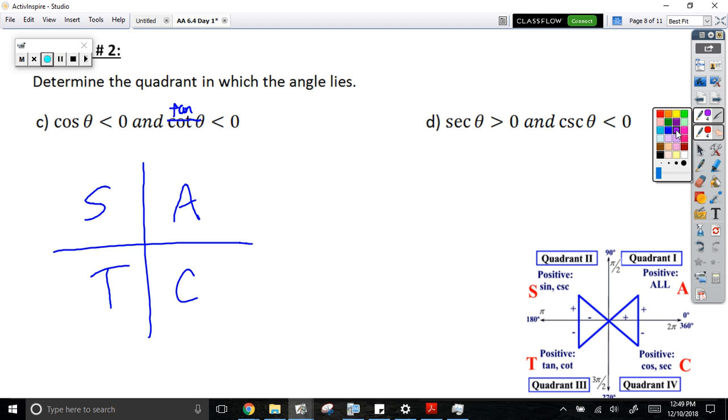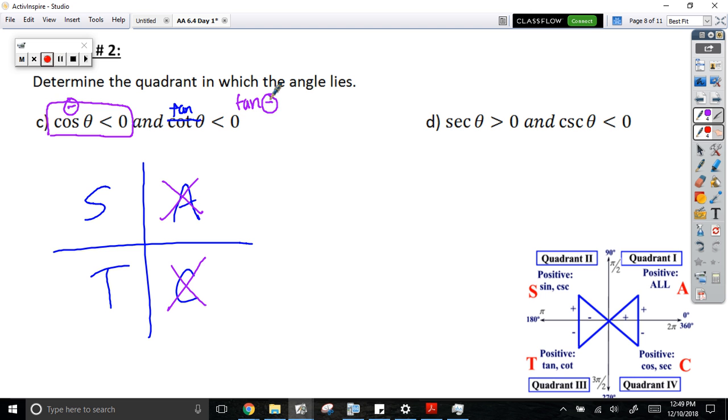Start with the cosine. Cosine is less than 0, which means that it's negative. So eliminate where cosine is positive. Where's the cosine positive? A, all of them are positive, and C, that's where cosine is positive. We want it to be negative. Then it says tangent has to be less than 0. So the tangent is negative. Well, the tangent is positive there, so get rid of that. We're left with quadrant 2.